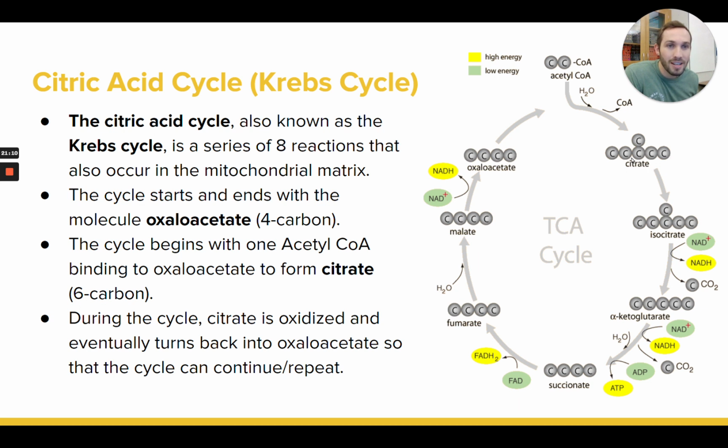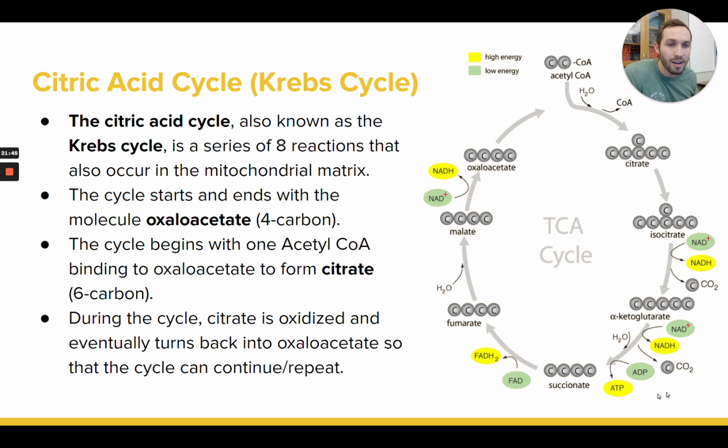So citrate is going to go back to being oxaloacetate through these reactions, which requires that citrate lose 2 carbons. If we have a 6-carbon molecule and we want to go back to oxaloacetate, a 4-carbon molecule, it's going to have to get rid of 2 of these carbons. In the citric acid cycle, those 2 carbons are chopped off and released as CO2 molecules. So we're going to release 2 CO2 molecules. You can see it right here and right here, one of them, two of them. So you're going to lose those 2 carbons right there.